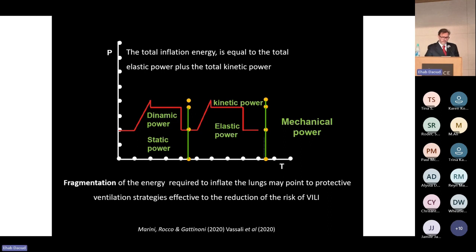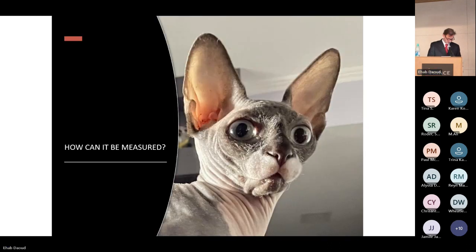The fragmentation of the energy required to inflate the lungs may point to protective ventilation strategies effective to reduce the risk of injury and may clarify the contribution of each component of the power to the generation of such injury. But how can it be measured?